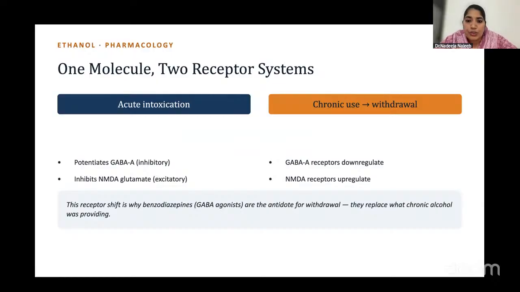Whereas in chronic usage, the GABA receptors are downregulated and the NMDA excitatory receptors are upregulated. That is why in chronic use withdrawal syndromes, most patients have excitatory symptoms. This is the mainstay of treatment with benzodiazepines in withdrawal syndromes. This is why benzodiazepines are used as antidotes for withdrawal.